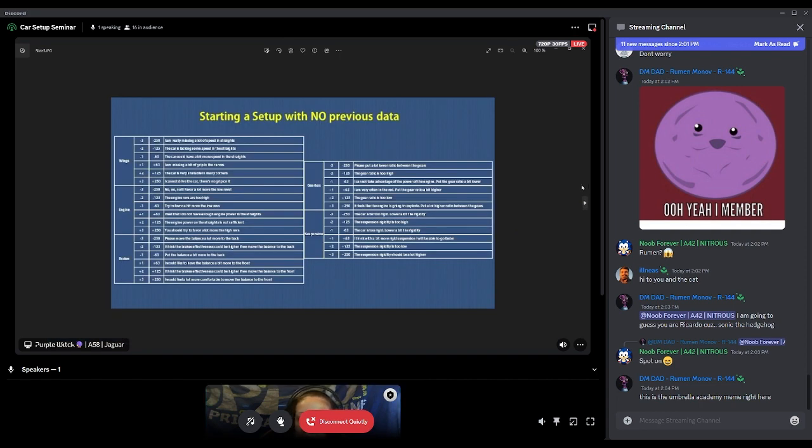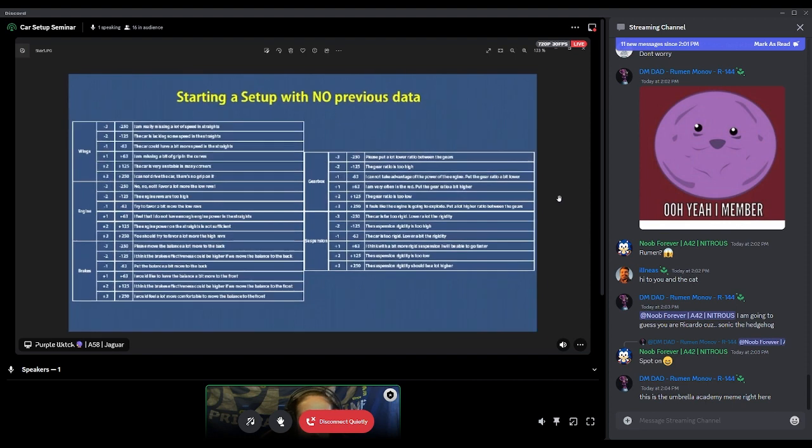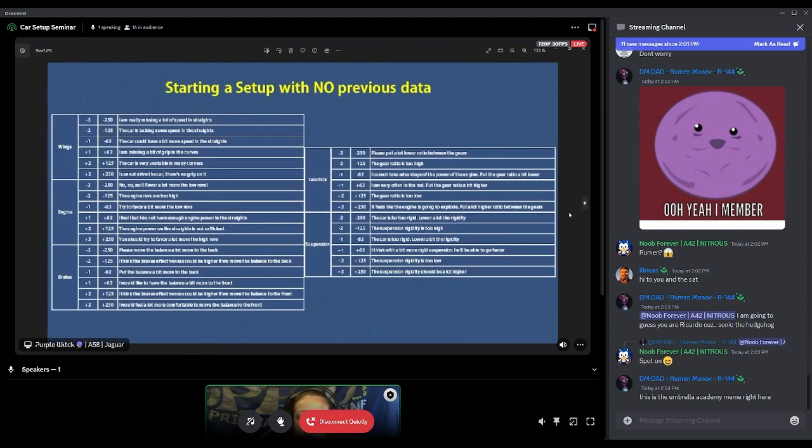But how do we start? We need to start somewhere. As we said, we have no previous data. So the usual thing is to start with a setup with all the values of the different parts in 500, the middle of the range. We are going to start from 500, and then we are going to use this guide I have here. I can send an image that can be downloaded or saved for you to use later.